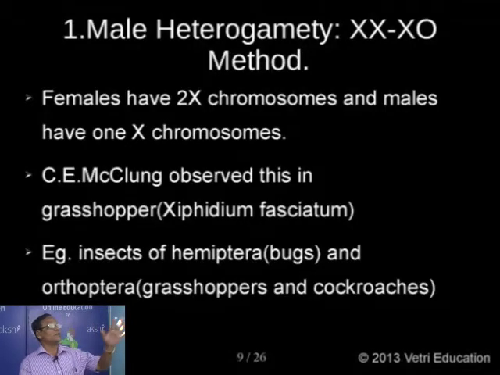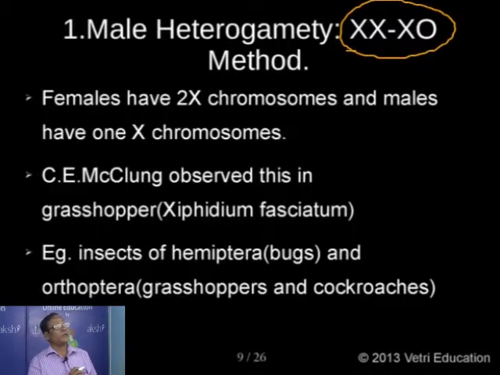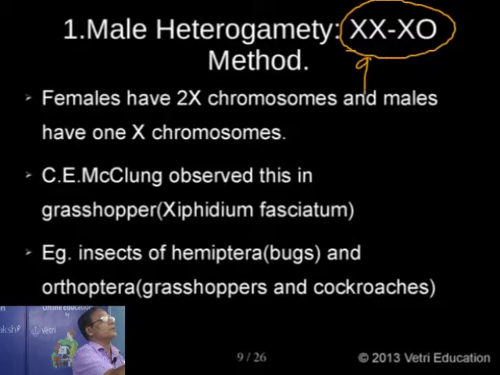So male heterogametic. We are representing what is called sex linkage. Whenever we write the sex chromosomes to represent male or female, the first two letters are always for the female. This is the universal concept, and we follow it. The second one is always the male.